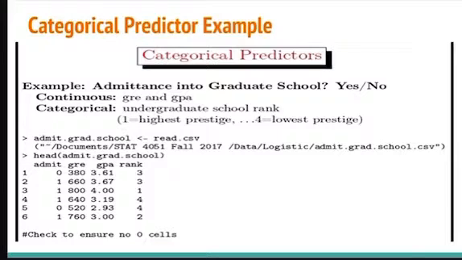And the categorical variable has levels, from level 1 to 4. 1 is the highest prestige, and of course 4 indicates the lowest prestige. Of course, the prestige of the undergraduate institution actually matters a lot when you apply to graduate school.